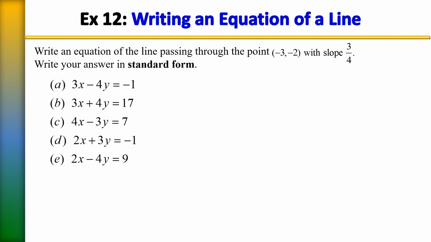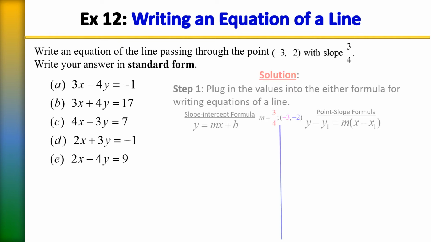Recall that to write an equation of a line, you need 2 bits of information. You need to know the slope, and you need to know a point. We have both of those, so all we need to do now is to plug it into a formula. Recall, it's one or the other. You can use the slope-intercept formula, which is y equals mx plus b, or you can use the point-slope formula, which is y minus y sub 1 equals m times quantity x minus x sub 1. Whichever one you choose is fine.